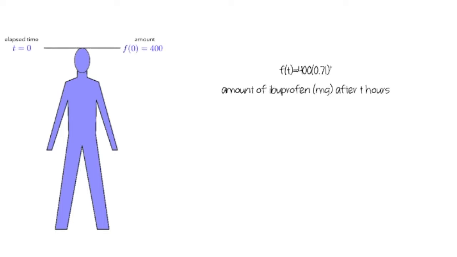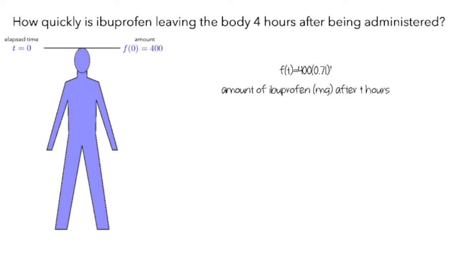Let's think about the scenario where a person takes 400 milligrams of ibuprofen. In this case, the function f of t equals 400 times 0.71 to the t represents the amount of ibuprofen in the body in milligrams in terms of the number of hours elapsed since taking the 400 milligram dose. A question we might be interested in is how quickly is ibuprofen leaving the body 4 hours after being administered.